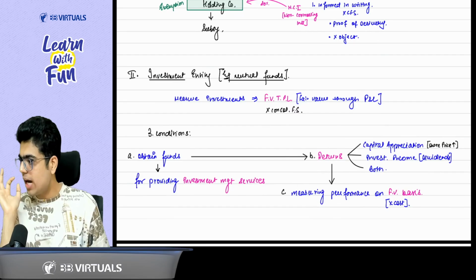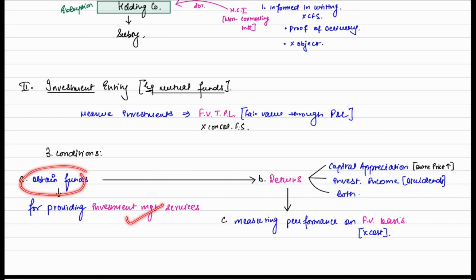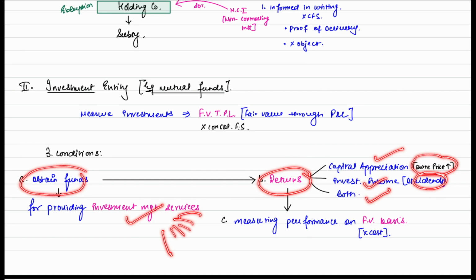Now, sir, what are the three conditions for an investment entity? It is obtaining funds for providing investment management services. That means investing the money in different shares. Now, how does it measure the returns? Returns are from capital appreciation, that means share price increase, investment income, dividend, or both. And lastly, it measures performance on a fair value basis, not on a cost basis.